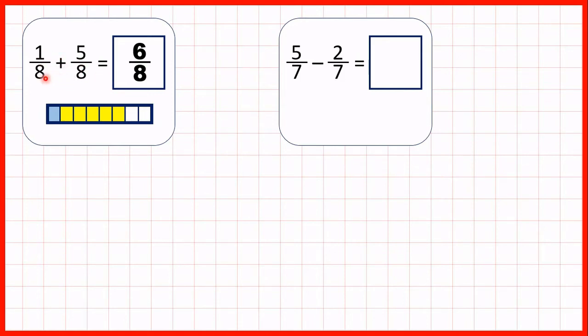When we're adding fractions, if the denominators are the same, we keep the denominator the same in our answer and only add the numerators. And it's similar for subtraction. Again, we can see a fraction bar and we start with 5/7. So we have 5 parts out of 7 of our fraction bar shaded. We're taking away 2/7. So let's take away 2 of our 7ths. We can see that that leaves us with 3/7. Again, just like when we're adding, when we subtract fractions, if the denominators are the same, we leave the denominator the same in our answer and only subtract the numerators.